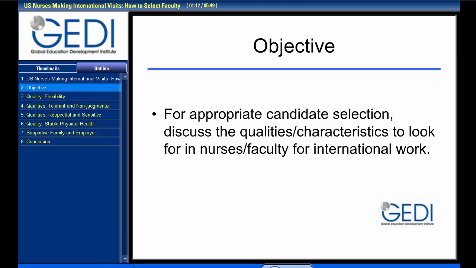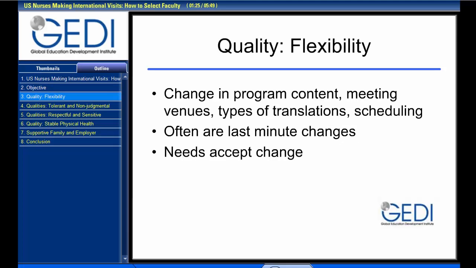However, when coordinating international programs, whether they're educational presentations or business opportunities, it is critical that the appropriate nurse professionals be selected for participation in your respective program. So one of the key qualities is flexibility.